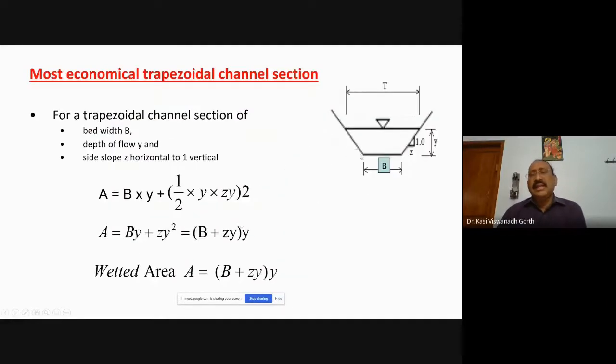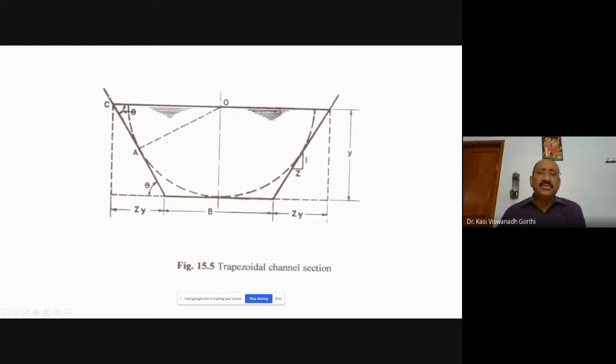Okay, so this is the trapezoidal section, bed width, top width, and side slopes Z horizontal to one vertical. Wetted area has been computed. So this is a trapezoidal channel section, and you have the bed width B, and Z horizontal to one vertical. So this portion will be ZY, this portion is another ZY. The total top width would be equal to ZY plus B plus ZY, or B plus 2ZY. And Y is the depth of flow. Just ignore this angle theta and this arc at this moment.